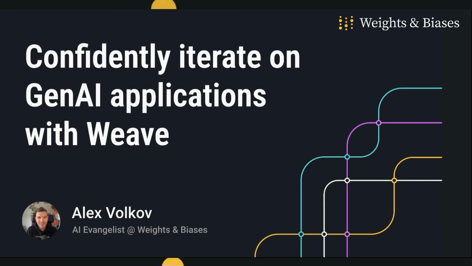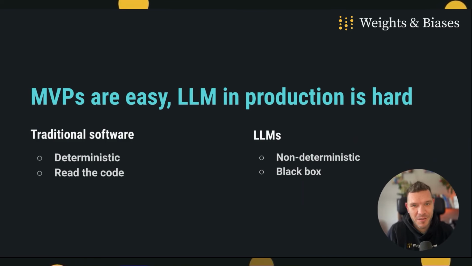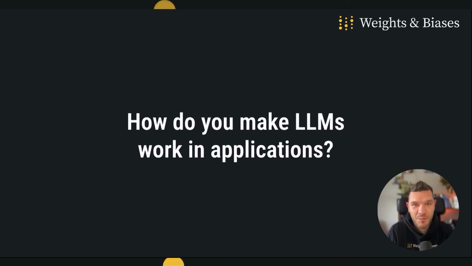I'm here to talk to you about confidently iterating on your LLM-powered applications in production. In traditional software, if something breaks, you can read the code and understand why it broke. But LLMs are non-deterministic. So if you've ever put an MVP on production, you know that it's effectively a black box. So how do you productize something that you don't know what it's going to do ahead of time?